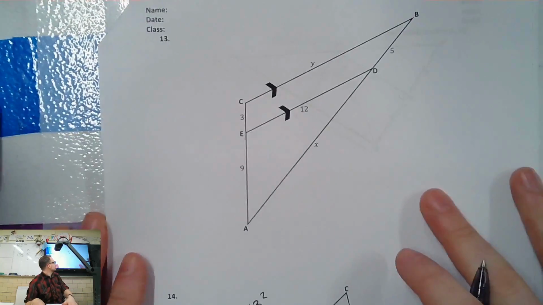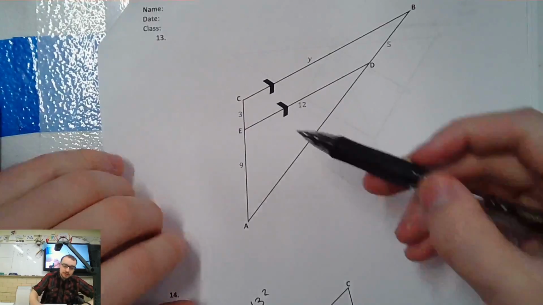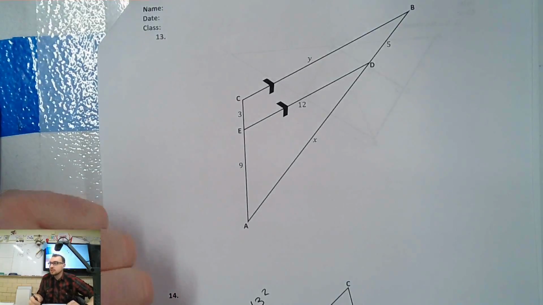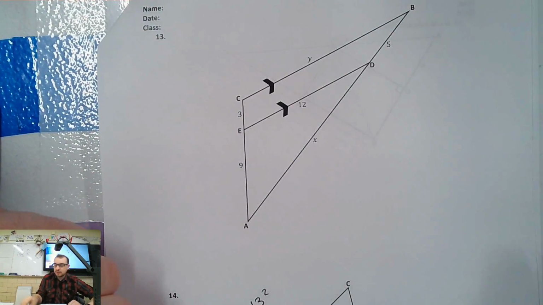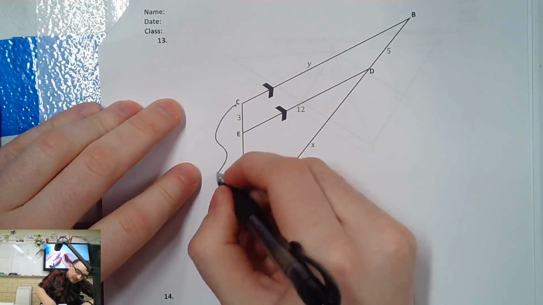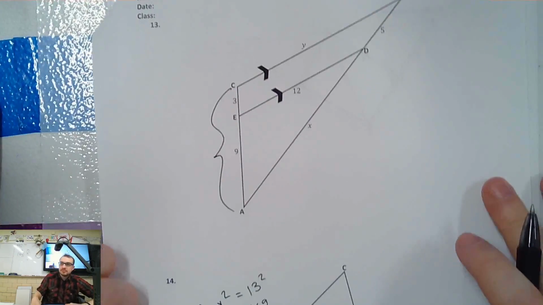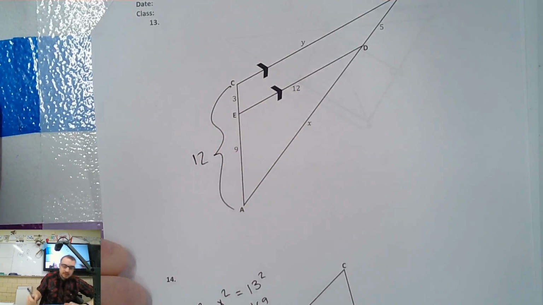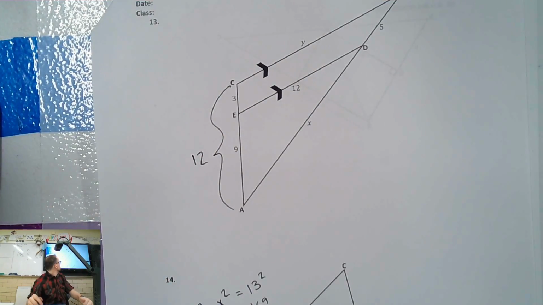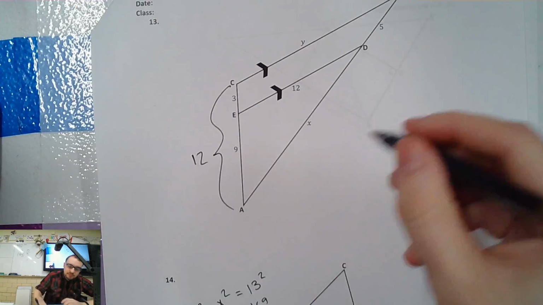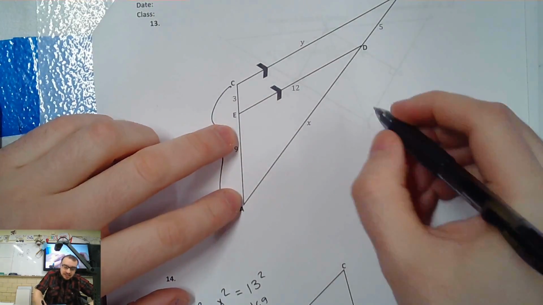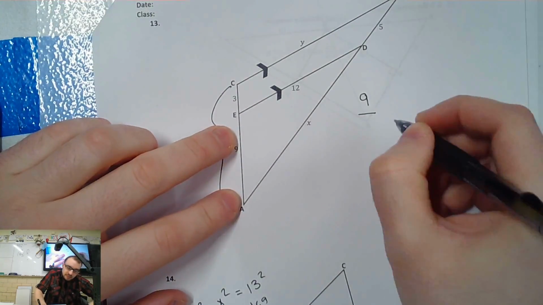13. How many triangles do you see? 2. Big guy, small guy. We're going to use similar triangles to figure out these different parts. So just so we're clear, how long is the side here for the big triangle? 12, thank you. Awesome. So let's compare small to big. Small side is 9, right? And big side is 12.